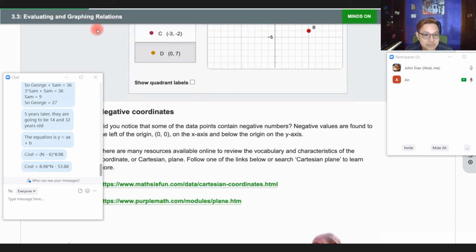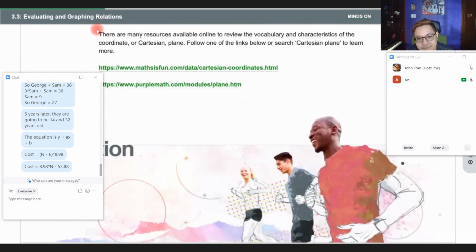Negative coordinates. Did you know that some of the data points contain negative numbers? Negative values are found to the left of the origin, 0, 0, on the x-axis, and below the origin on the y-axis. There are many resources available online to review the vocabulary and characteristics of the coordinate or Cartesian plane. So it's like a link, but I think I already checked it.